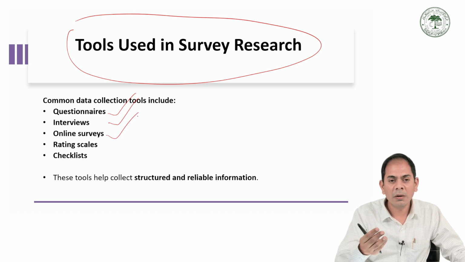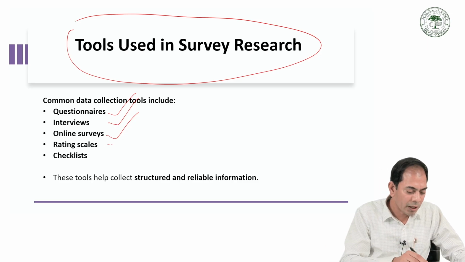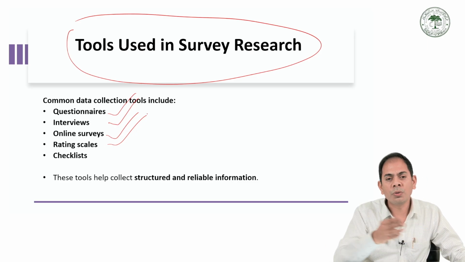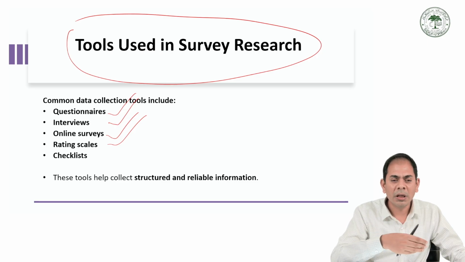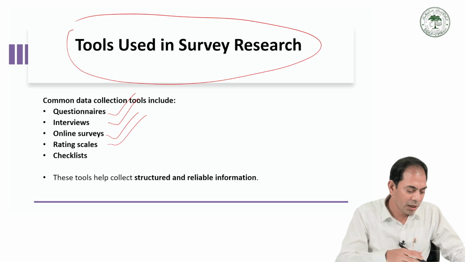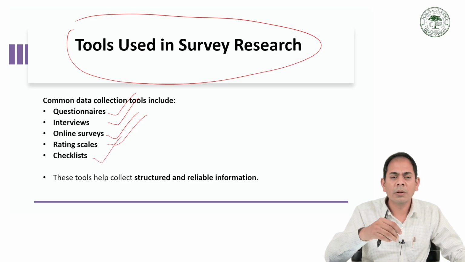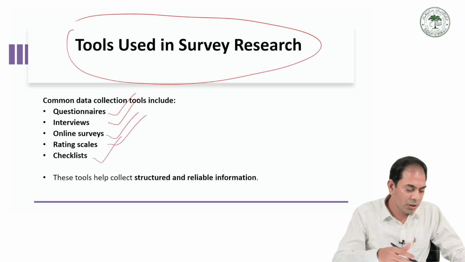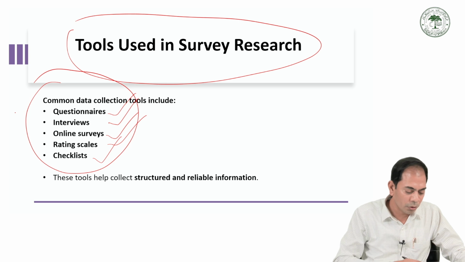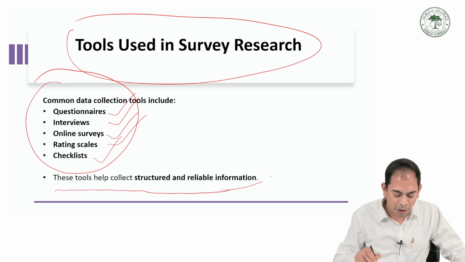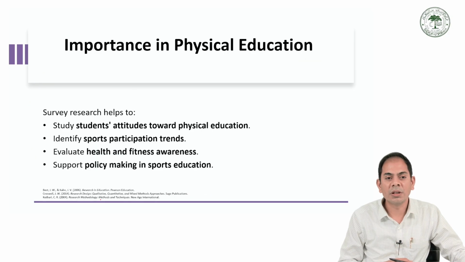Sometimes we share an online survey link with the public for their responses. With a rating scale, we give a rating of 0 to 10 or 0 to 20 about any evidence during data collection. Sometimes we make a checklist, for example the respondent gives the answer yes or no, or right and left. This is the type of tool generally used in survey research. These tools help to collect structured and reliable information.